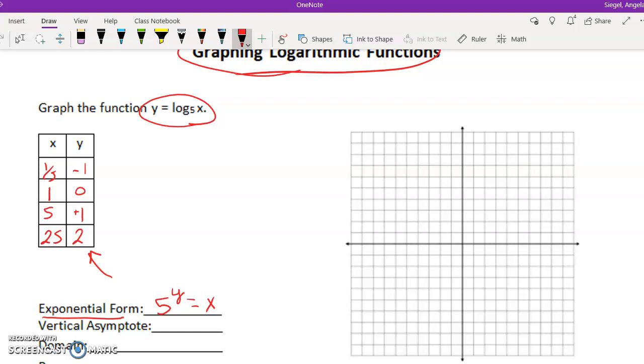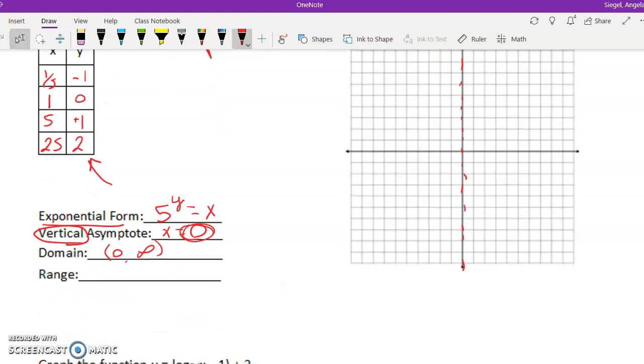Remember, today's logarithmic versus the exponential, it has a vertical asymptote, so it's going to be x equals something. We look at it from where there's an h, and there's no h here, so I know that the vertical asymptote is x equals 0. I also know, and we can see this from the graph too, that the domain goes right along with this, so it's going to be 0 to positive infinity, and the range is not affected.